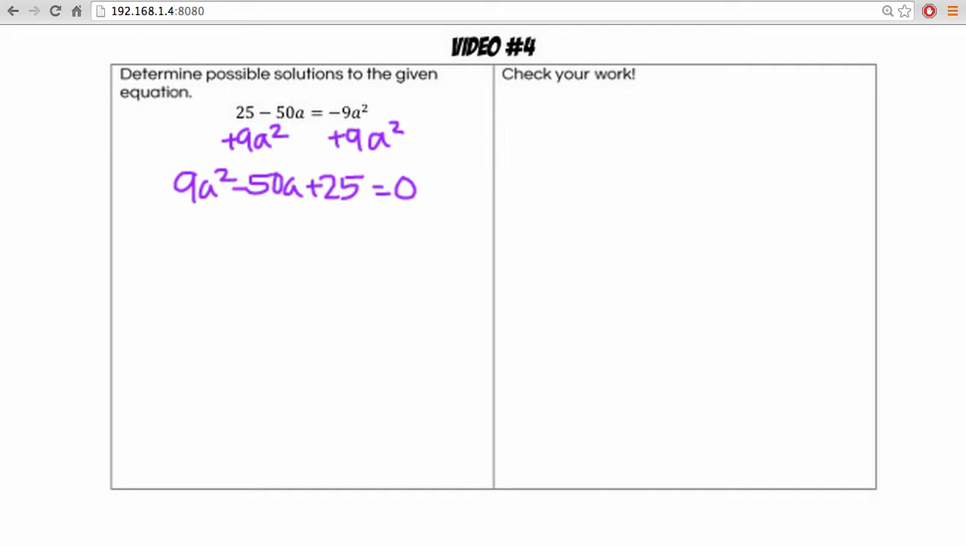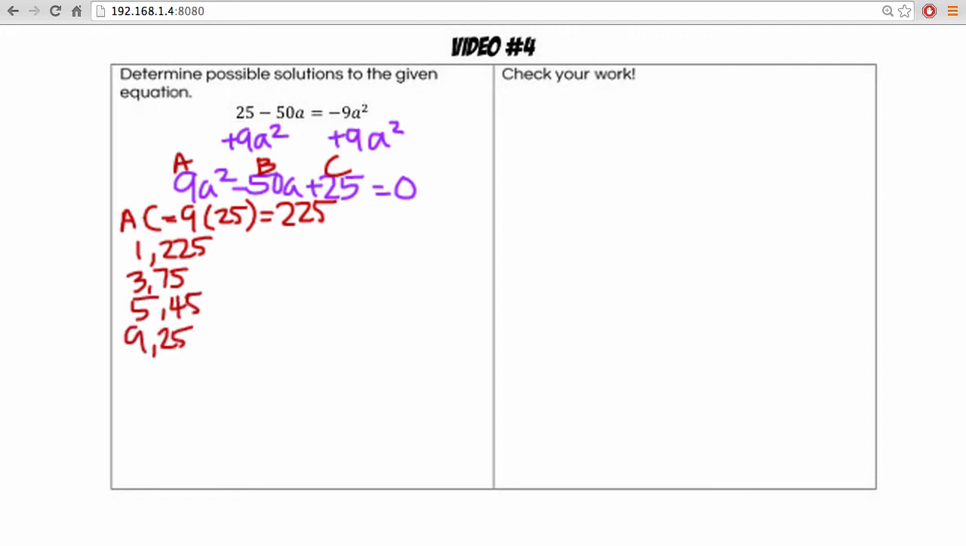We'll factor, listing out our a, b, and c terms. So we'll have ac equal to 9 times 25, which is 225. We'll list out our factors: 1, 225, 3, 75, 5, 45, 9, 25, 15, 15. Now, which of these pairs adds up to negative 50? Well, none of them actually do. We actually have to find more factors.